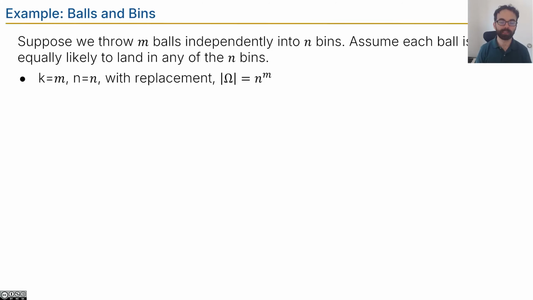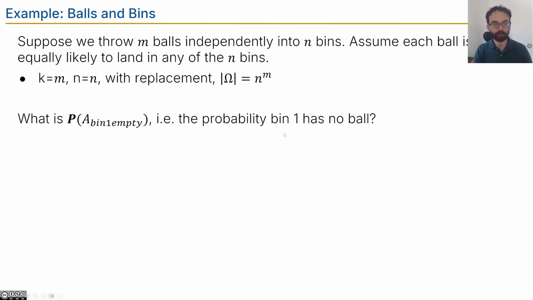So let's generalize in a couple of ways. The first way is, let's consider an arbitrary number of balls M and an arbitrary number of bins N. Okay? We're going to assume as before that every ball is equally likely to land in the n bins. So in this case, k is m, n is n. We're sampling with replacement, and the size of the sample space is n to the m. Because before, when there were 20 balls and 10 bins, it was 10 to the 20th. So it's n to the m.